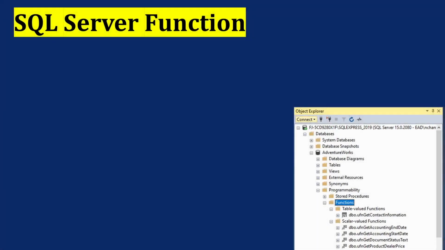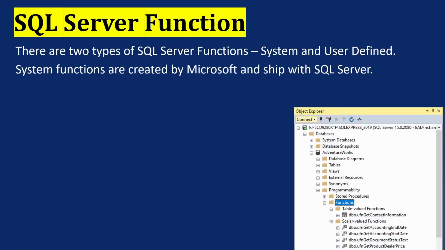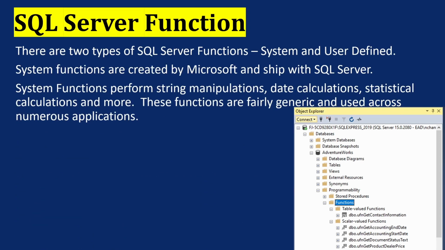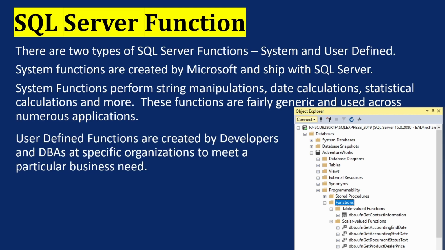SQL Server Function. There are two types of SQL Server functions, system and user-defined. System functions are created by Microsoft and shipped with SQL Server. System functions perform string manipulations, date calculations, statistical calculations, and many more. These functions are fairly generic and used across numerous applications. User-defined functions are created by developers and DBAs at specific organizations to meet a particular business need.